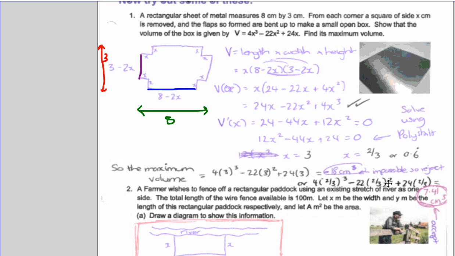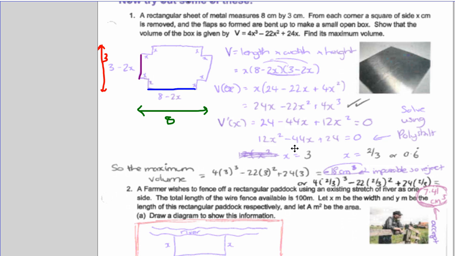One thing could be that if you plug in 3, 8 minus 2 times 3 is fine. That would give you a length of 6. But 3 subtract 2 times 3, do you see the problem there? That would give you a length that's negative. So you didn't even have to calculate 18 centimeters cubed. You could just look at this and try plugging it in.